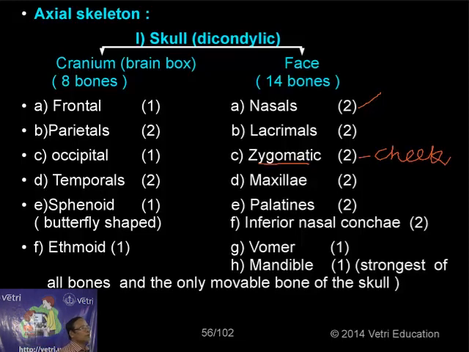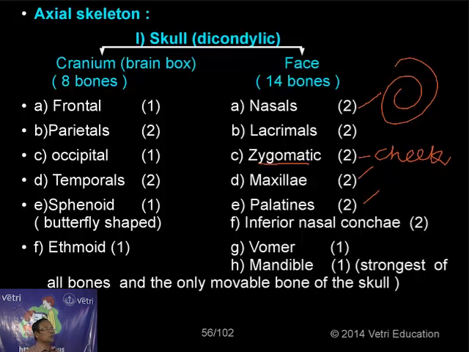Then the roof of the buccal cavity is formed of 2 bones called the palatines. And then the inferior nasal conchae, which are scroll-like bones present in the inner nasal cavity. And there is a single vomer, separating the nasal passage into 2.